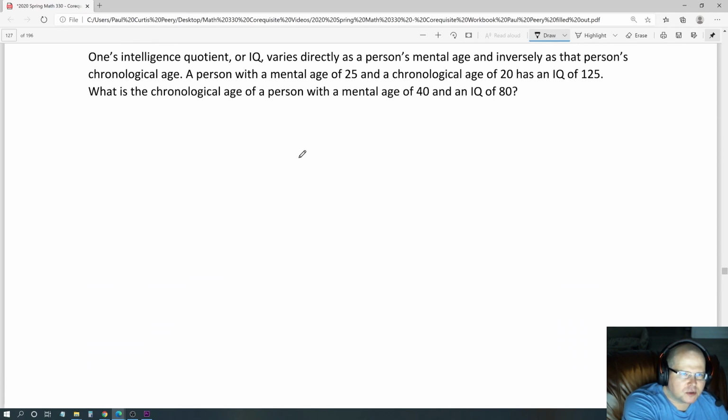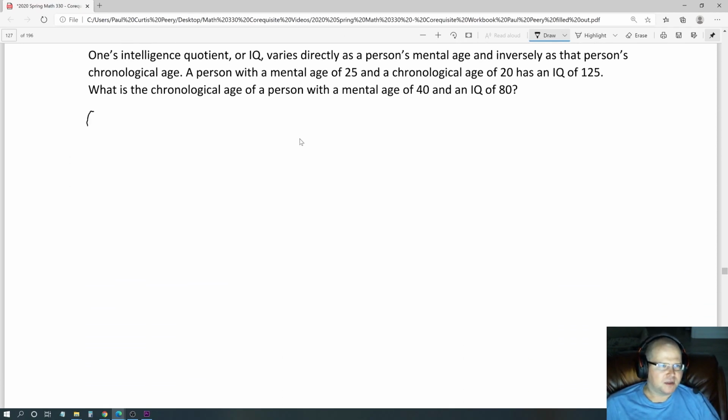One's intelligence quotient, or IQ. I'm actually going to use IQ, just because I find that you can use more than one letter if you want to. Okay, so IQ varies directly. So it varies is equal to K. Directly means multiplication. As the person's mental age, I'm going to use M for that. Inversely, as the person's chronological age, I'm going to use C for that.